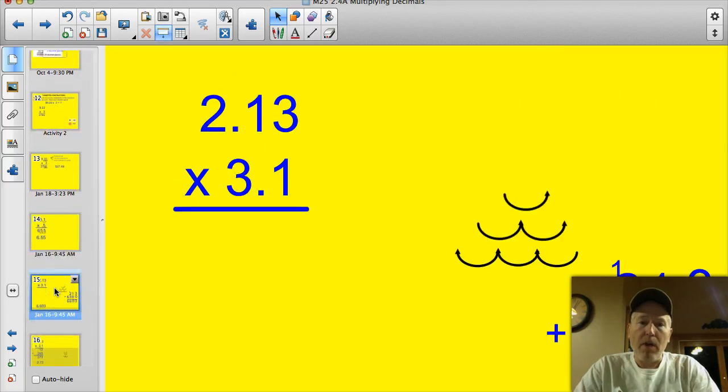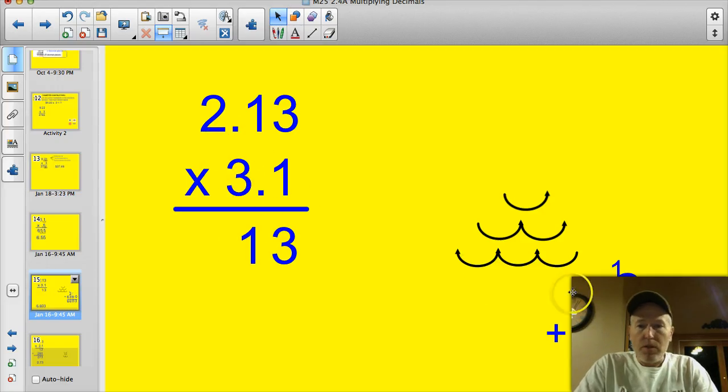All right, let's try another problem. 2.13 times 3.1. All right, well, we start over here. 1 times 3, of course, is 3. 1 times 1 is 1. 1 times 2 is 2. Now I'm going to be multiplying over here from the 10 spot, so I zero down. Okay. 3 times 3 is 9. Get my 9. Sorry, I'm a neat freak. 3 times 1 is 3.